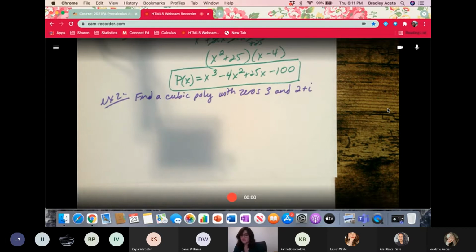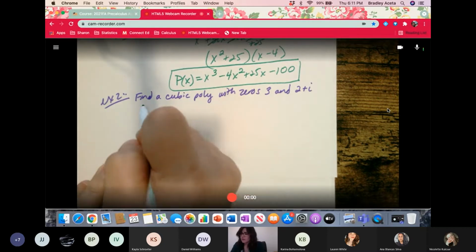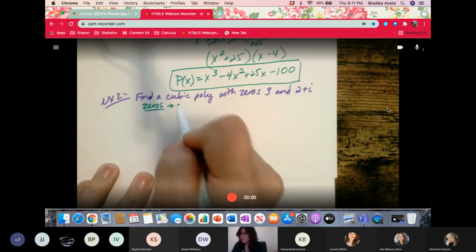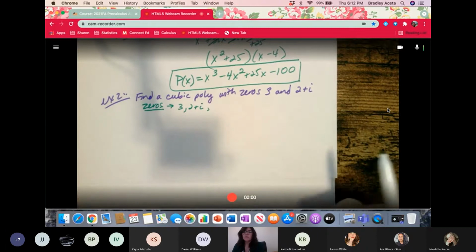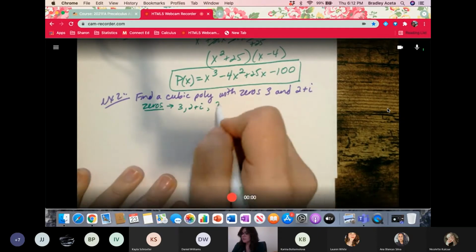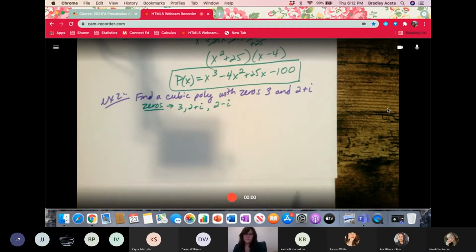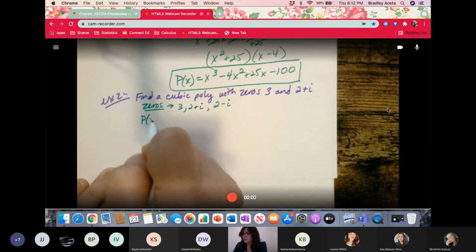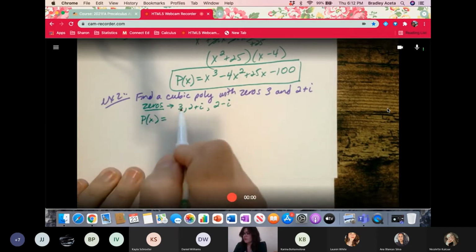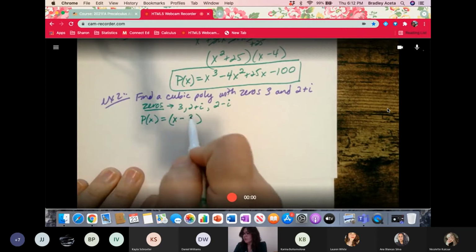So that means, again, I like to write this down. That means my zeros are 3. That's a good one. 2 plus i. And also its conjugate, 2 minus i. Okay? So the first step I do is I make however many zeros I have, and I write it in a factored form. So x minus, I'll put 3.